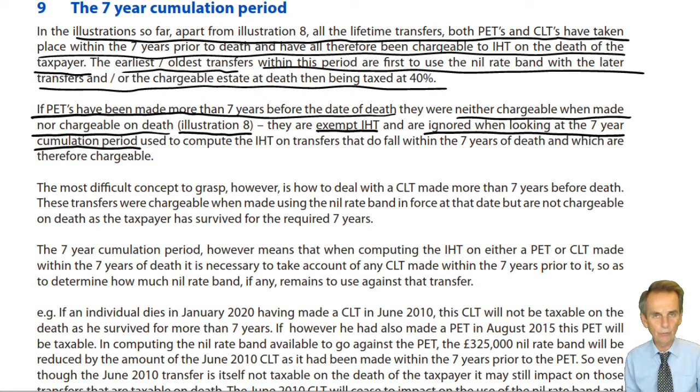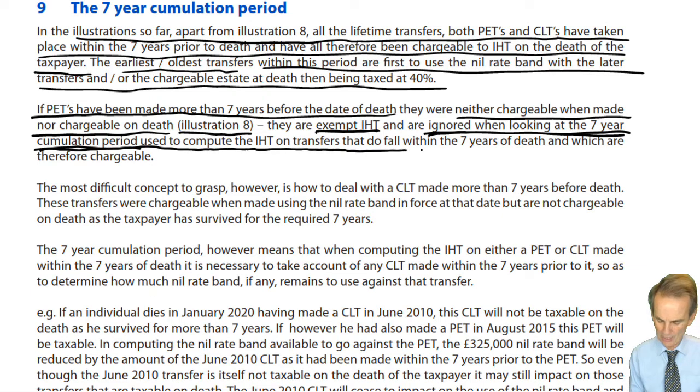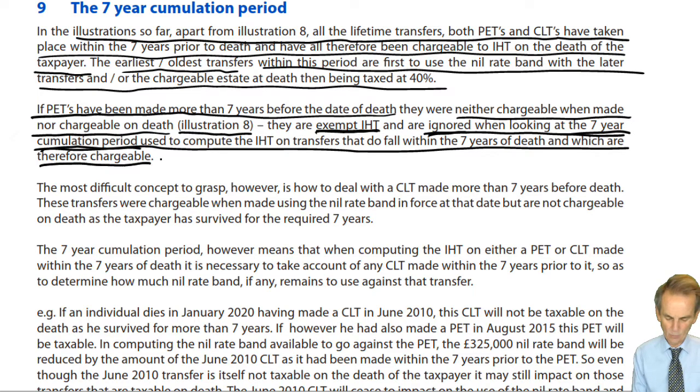So any transfers that do fall within the 7 years of the date of death and are chargeable as a result of that subsequent death, their chargeability is unaffected by the fact that 8 years before the date of death there happened also to be a PET. It is exempt, and it doesn't go into your cumulation exercise here in determining what, if any, nil rate band would be available on those transfers falling within the 7 years before the date of death and which therefore are taxable. It was ignored. That is the case for PETs, but we're going to see that it is not the case for CLTs. So they, as we say, are exempt from IHT and ignored when looking at the 7-year cumulation period used to compute the IHT on transfers that do fall within the 7 years of death and which are therefore chargeable.